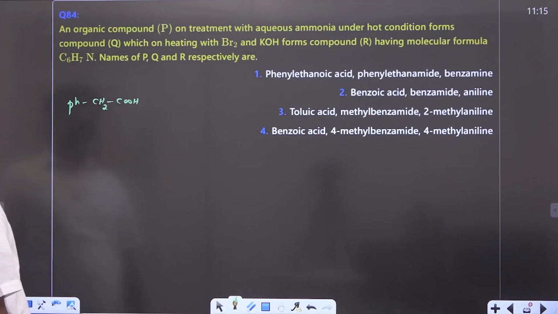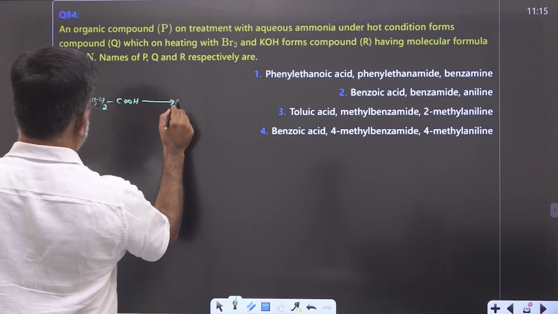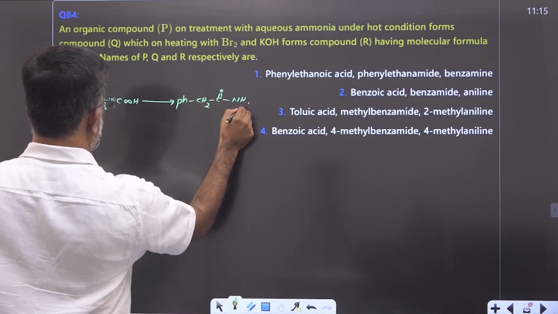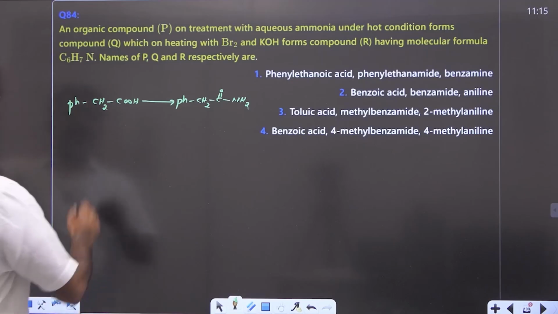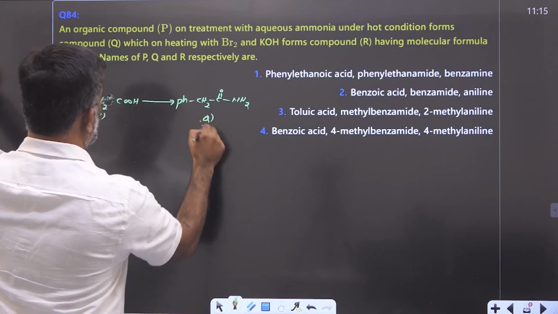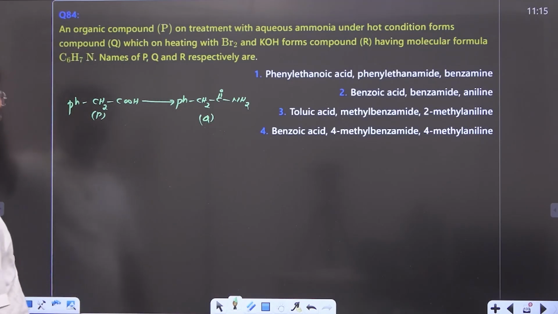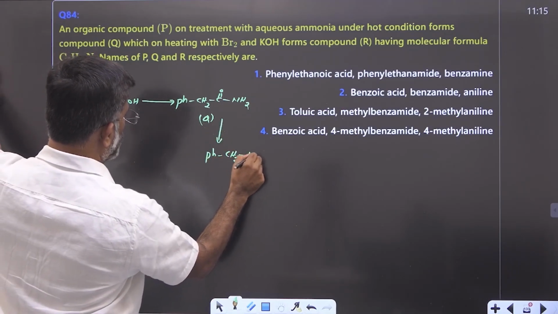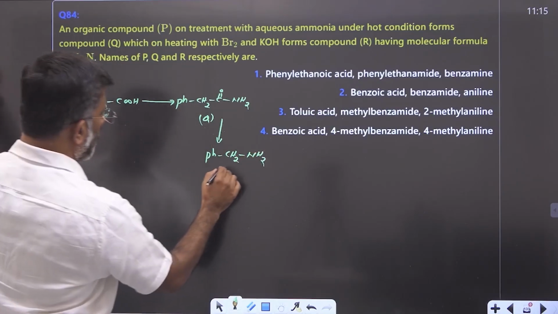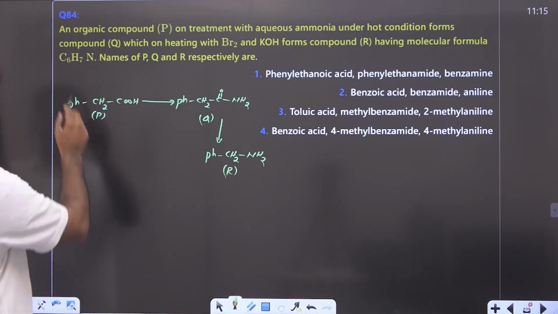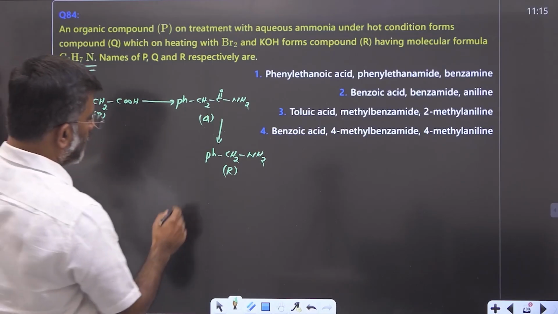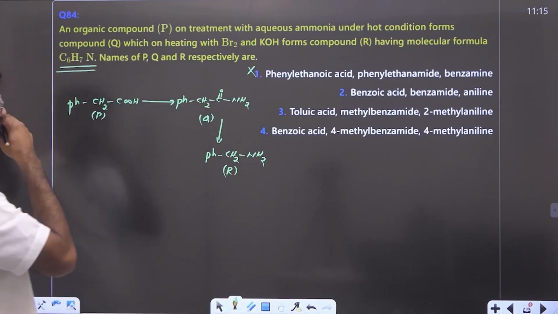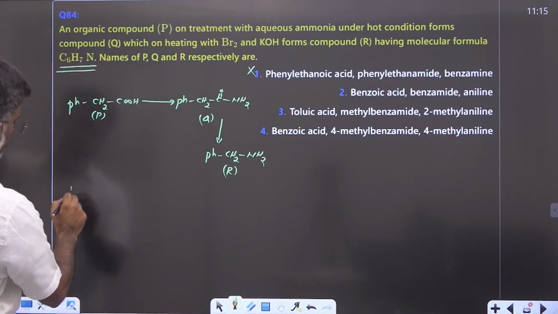PhCH2COOH, treated with aqueous ammonia under hot condition, you get PhCH2CONH2, an amide. This is P and this is Q. On treatment with bromine and KOH, you get PhCH2NH2. This is R. R having formula C6H7N? Wrong. This is C7. First option is out. Second option, benzoic acid.